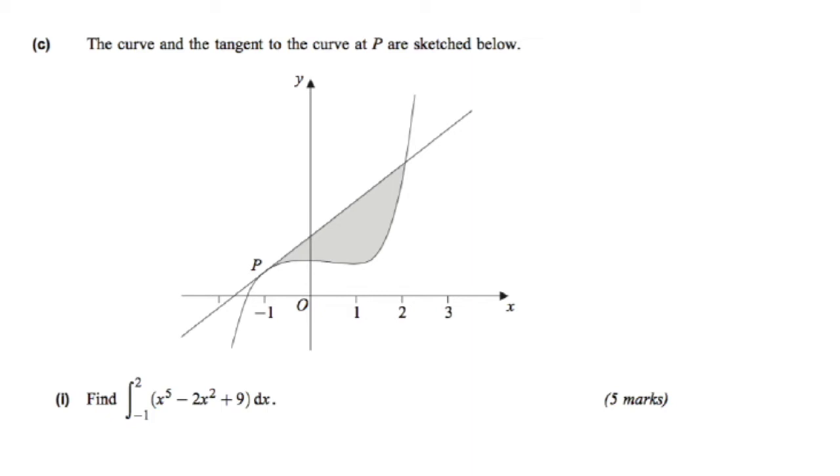So the first thing we need to do is to actually integrate. So remember with integration, we increase the power by 1 and we divide by that power. So if we have a look first of all at x to the power of 5, that would become x to the power of 6 over 6. The second term, minus 2x squared, if we increase the power by 1, it would become minus 2x cubed over 3. And then the last term, any time you integrate a constant, you just add an x to it at the end. So plus 9 becomes plus 9x. And we have our limits 2 and minus 1.